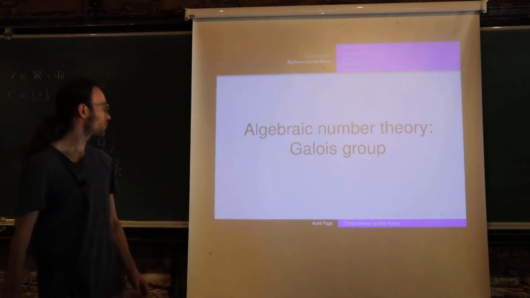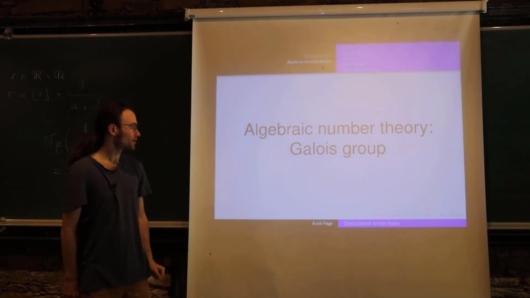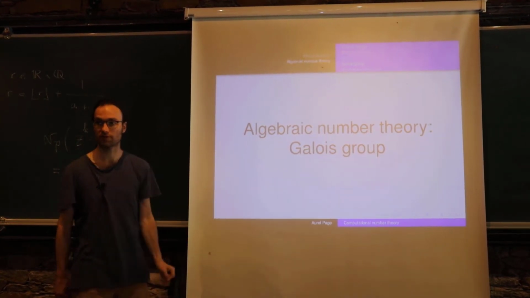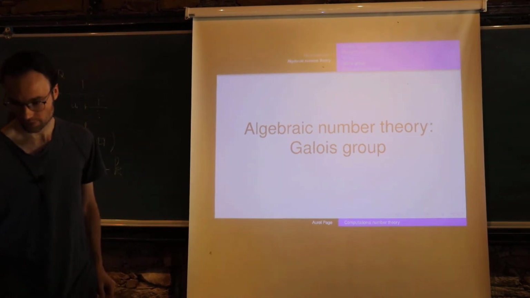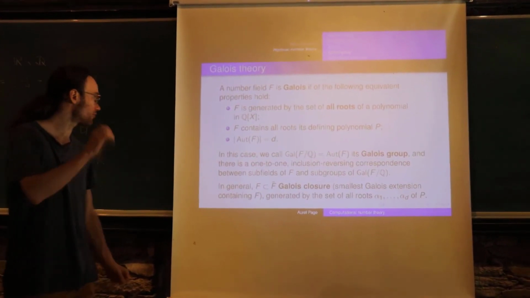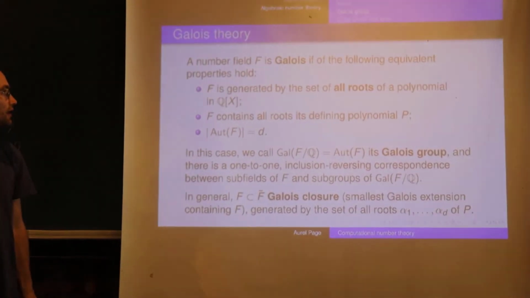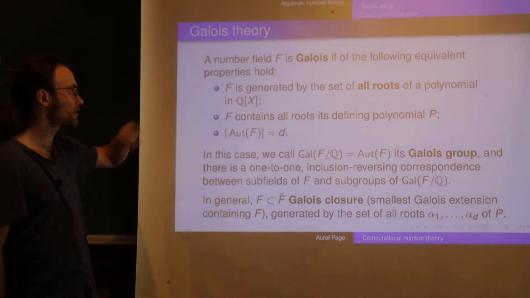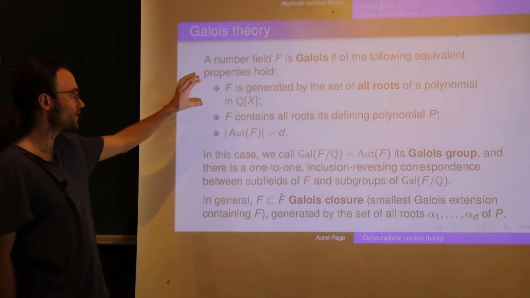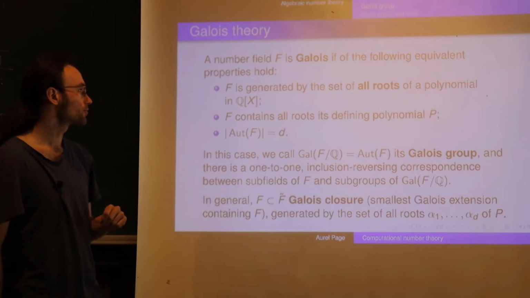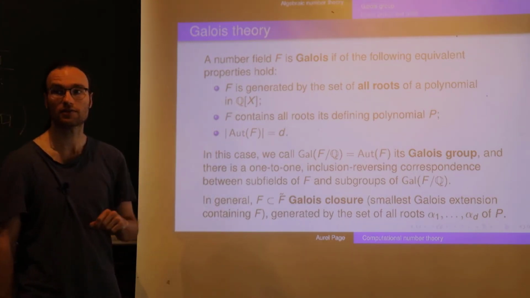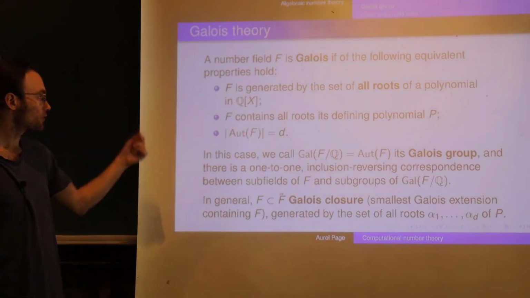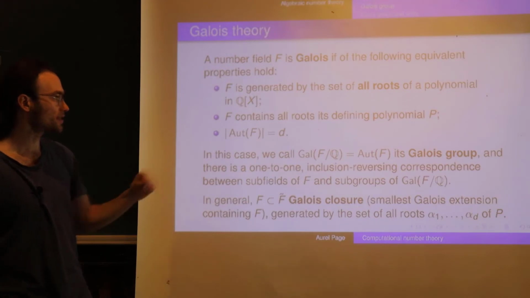So now we will talk about our second main problem in algebraic number theory, which is to compute Galois groups. So I will first give you a reminder or introduction to Galois theory. A number field F is called Galois if the following equivalent properties hold. F is generated by the set of all roots of a polynomial in Q[x]. So not just by a single root, but all the roots. Equivalently, F contains all roots of its defining polynomial.